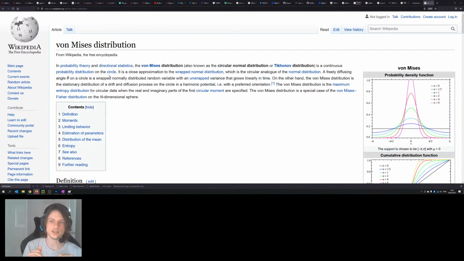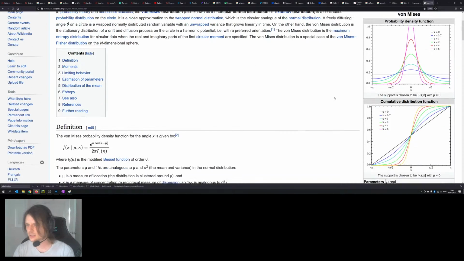On the other hand, the von Mises distribution is the stationary distribution of a drift and diffusion process on a circle in a harmonic potential with the preferred orientation. The von Mises distribution is the maximum entropy distribution for circular data when the real and imaginary parts of the first circular moment are specified. The von Mises distribution is a special case of the von Mises-Fisher distribution.